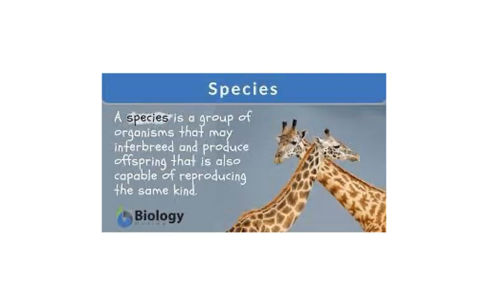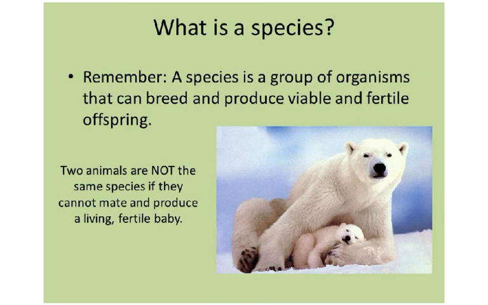So, the definition of a species is a group of organisms that may interbreed and produce offspring that is also capable of producing the same kind. Or we can say, what is a species? Remember, a species is a group of organisms that can breed and produce viable and fertile offspring. Two animals are not the same species if they cannot mate and produce a living fertile baby.